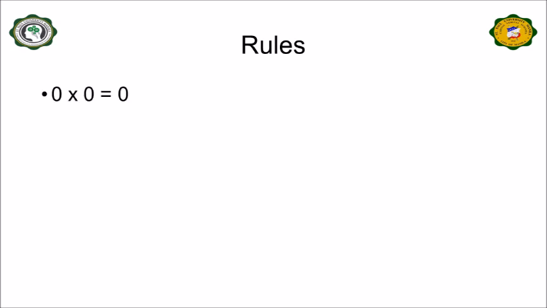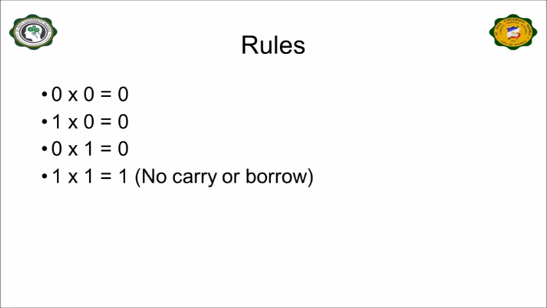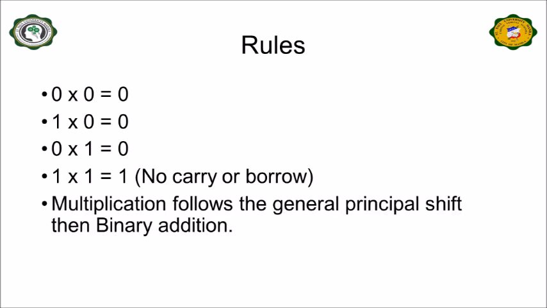Binary multiplication. Here we have some rules to follow in doing the binary multiplication. The first one is 0 times 0 is equal to 0. Next, 1 times 0 is equal to 0. 0 times 1 is equal to 0. 1 times 1 is equal to 1. There will be no carry or borrow that will happen in this rule. Lastly, multiplication follows the general principle: shift, then binary addition.